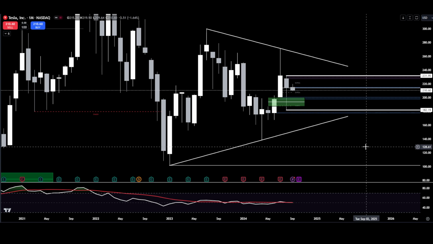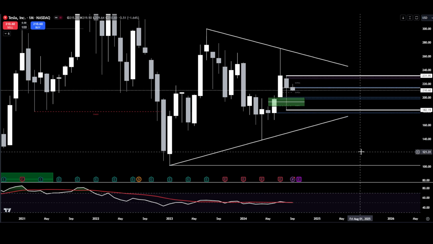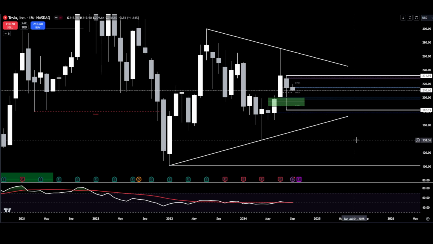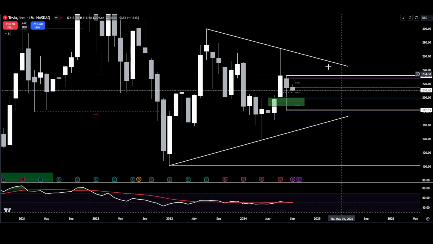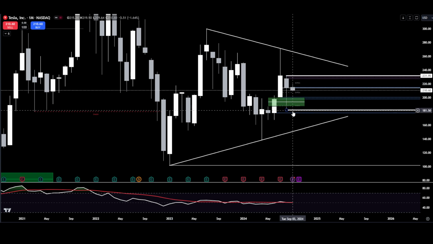Now, are we going to wait all the way till then to break up or break down? Not likely. But it's a possibility that we could continue to consolidate in this 180, 170, 230, 240 range, as this gets tighter and tighter, eventually going to cause, like I said, a breakup or breakdown. So we got our internal liquidity levels.